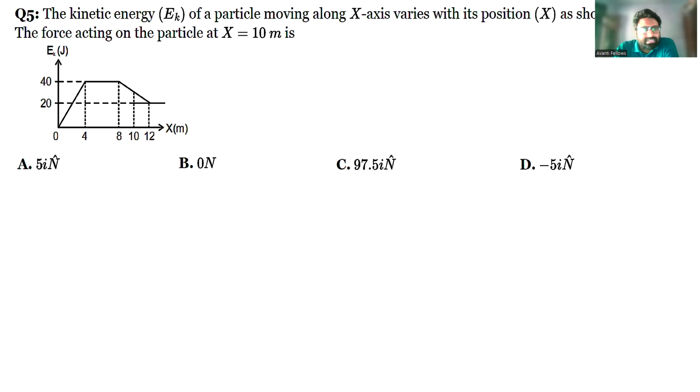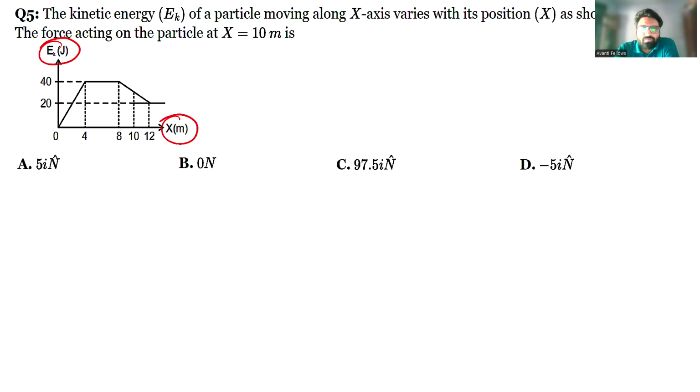Now, the kinetic energy of a particle moving along the x-axis varies with its position x, as shown in the figure. The force acting on the particle at x equals 10 meter is. So here the graph provided to us is an energy and distance graph. This axis represents the kinetic energy, and this axis represents the displacement, or the position, of the particle.